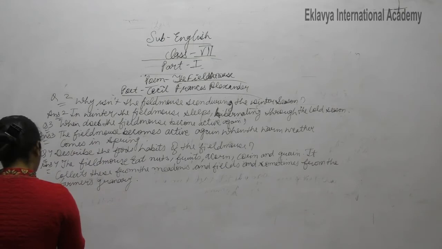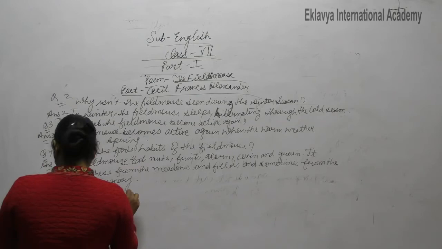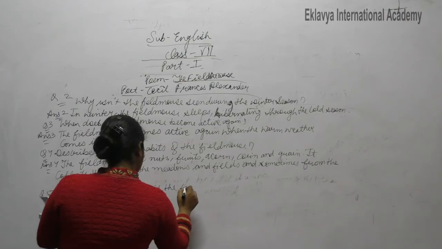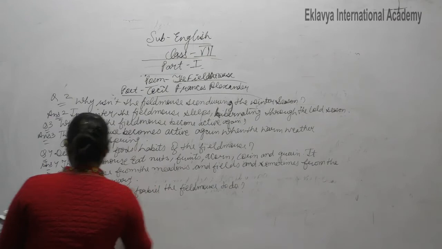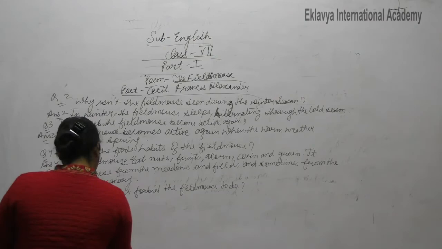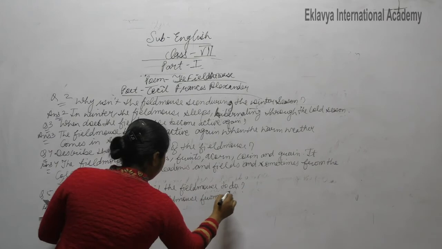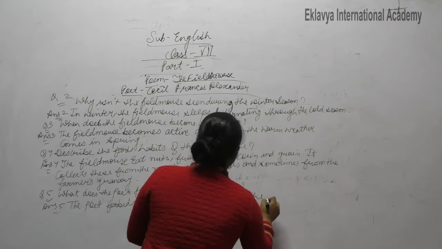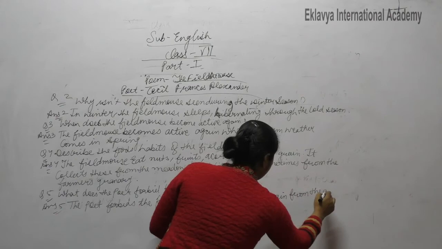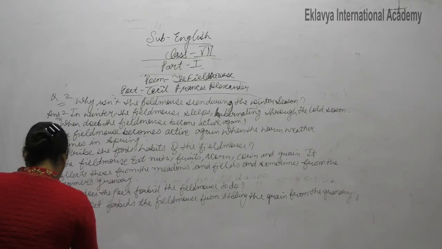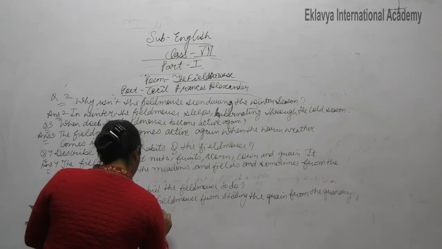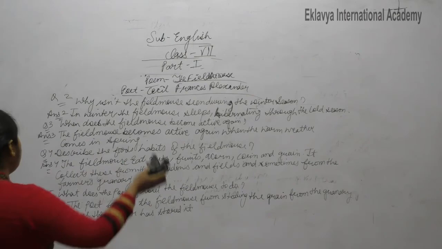Question number fifth is what does the poet forbid the field mouse to do? Answer fifth is what? The poet forbids the field mouse from stealing the grain from the granary where the farmer has stored it.